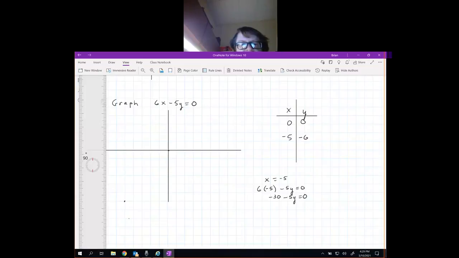x equals +5. All right, x equals +5. That'll probably work too. So I have 6 times 5 minus 5y equals 0. Oh yeah, I can tell that y is going to equal 6 then. So if x is 5, y is +6. Now let me put that in. Go to the right 5, 1, 2, 3, 4, 5, and then up 6, 1, 2, 3, 4, 5, 6.